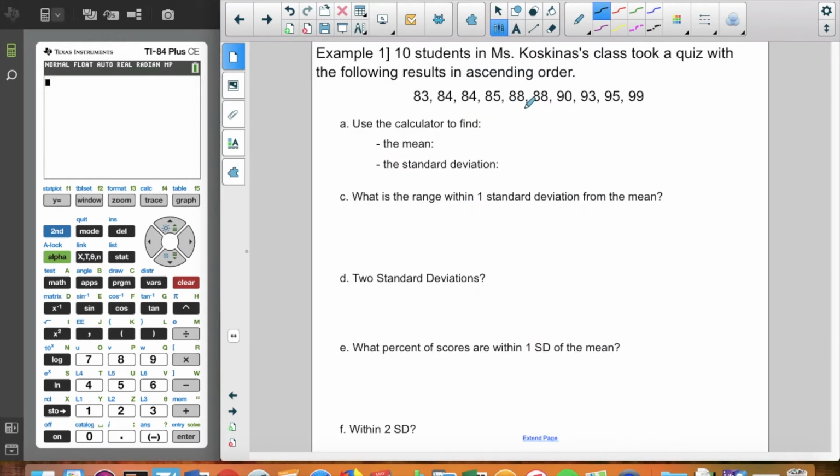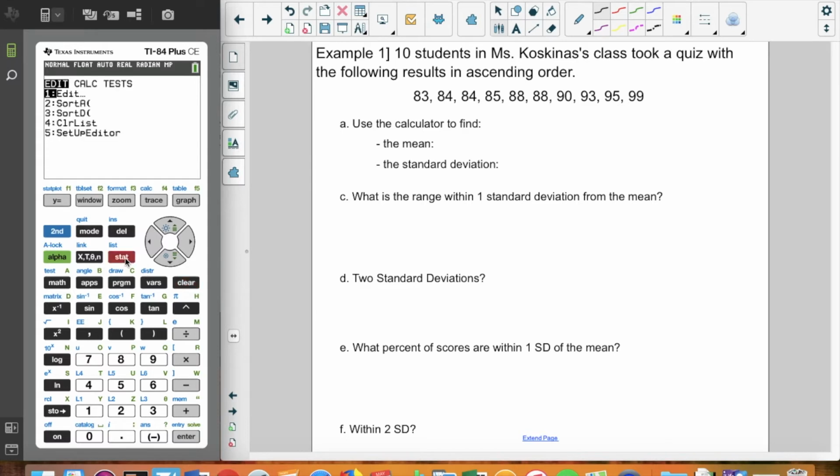Okay, so now let's practice actually using the calculator and using the mean and standard deviation process from earlier. So it says 10 students in Ms. Koskinas' class took a quiz with the following results in ascending order. Use the calculator to find the mean and the standard deviation. So here are going to be the calculator steps.